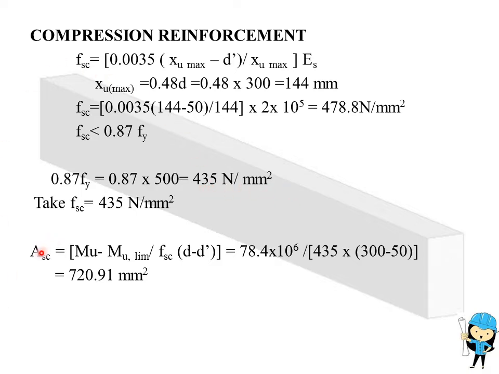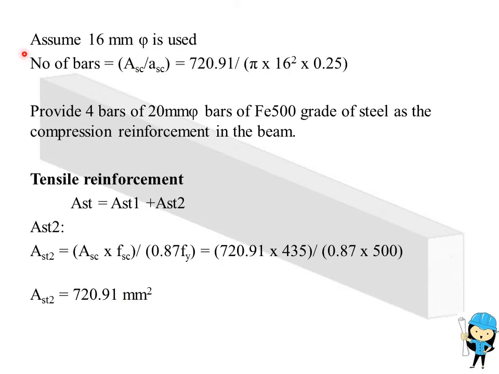Now, ASC, that is compression reinforcement, is equal to Mu minus Mu limit divided by FSC into d minus d dash. So, Mu minus Mu limit value is 78.4 into 10 power 6 divided by FSC value is 435 into d value is 300, d dash value is 50. So, ASC is equal to 720.91 mm square. Assume 16 mm dia is used.